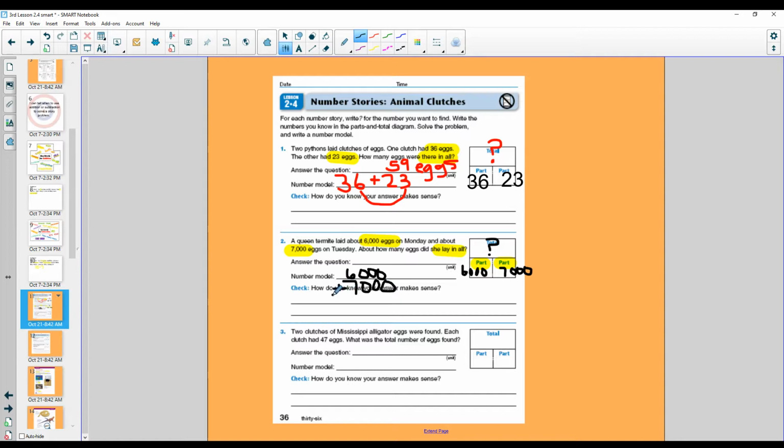Okay, my number sense should come in. We got a lot of zeros. Now, 6 plus 7. Well, I know that 6 plus 6 is 12, and this is one more. So I get 13,000. That's my answer.